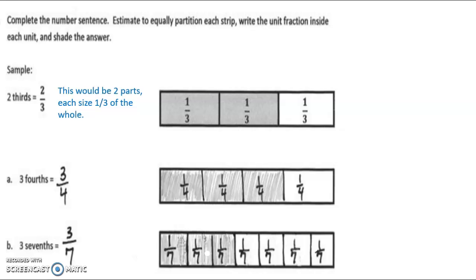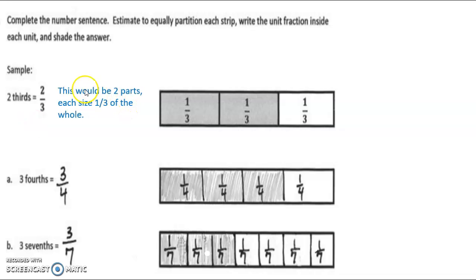Okay, so this is the next example. Complete the number sentence, estimate to equally partition each strip, write the unit fraction inside each unit, and shade the answer. Okay, so their sample is 2/3. So they have 2 shaded in and then 3 boxes altogether, and within each is 1/3.